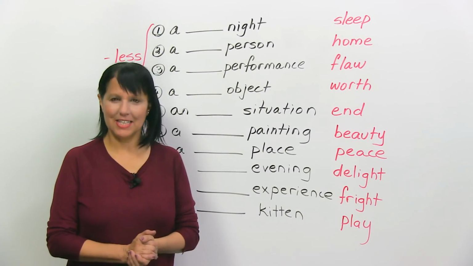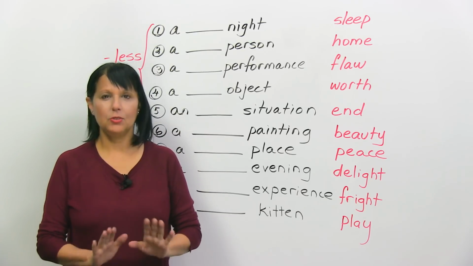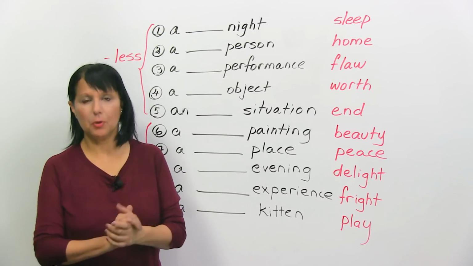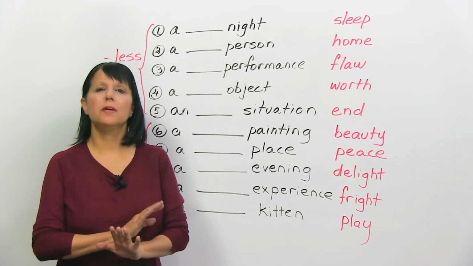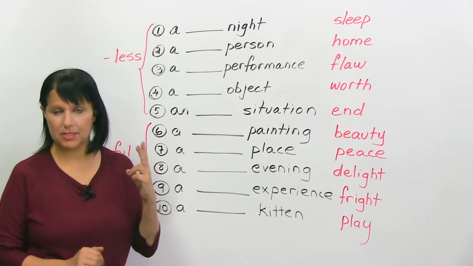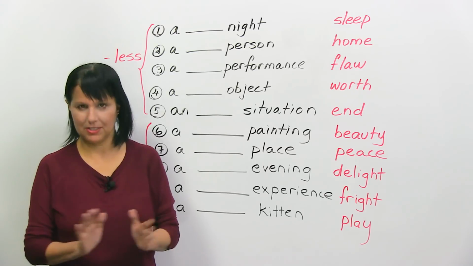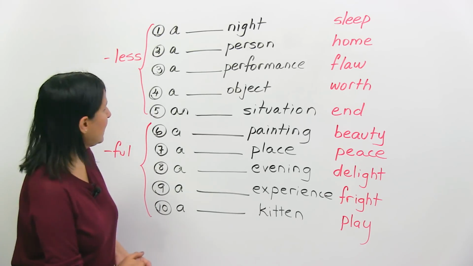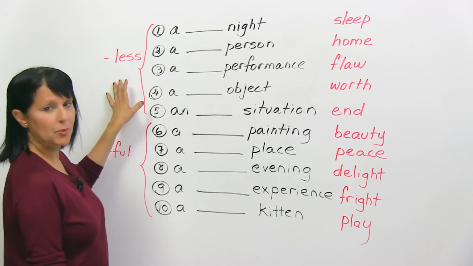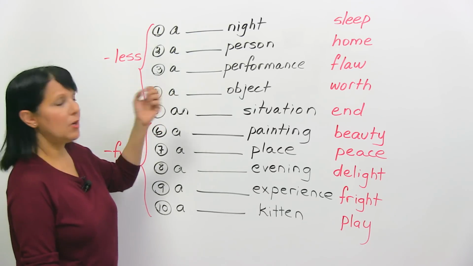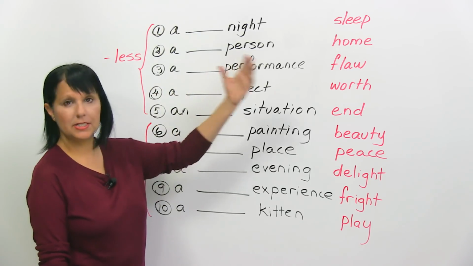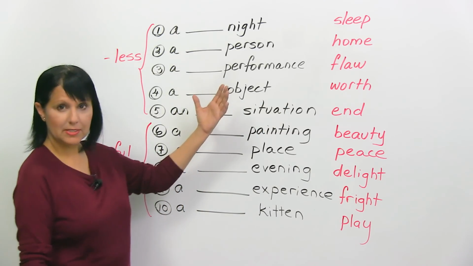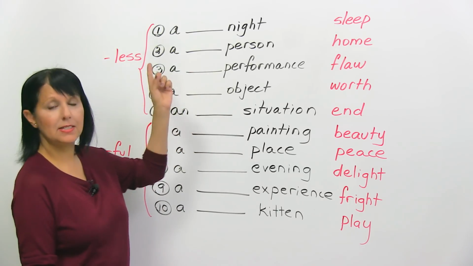All right. So as I said, with some base words, you can only add less or full. You cannot add both, okay? So even though there are hundreds of words to which you can add both suffixes, there are some words where you cannot. So I'm going to give you some examples of those as well, just so that you understand, okay? All right. So for example, here we can only add less. If we want to describe a night without sleep, we can say it with me, okay? A night without sleep is a sleepless night.